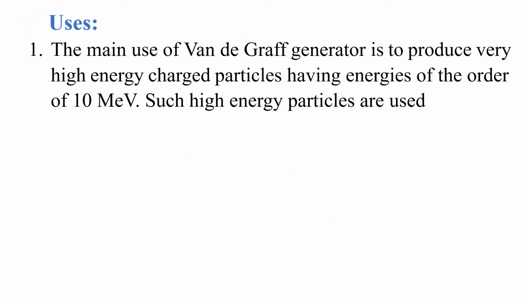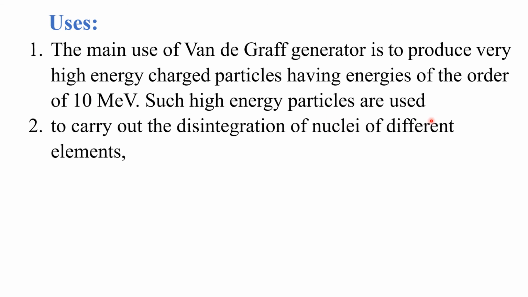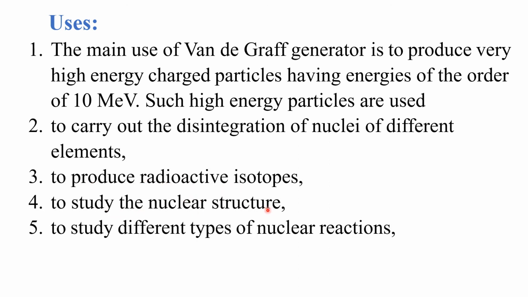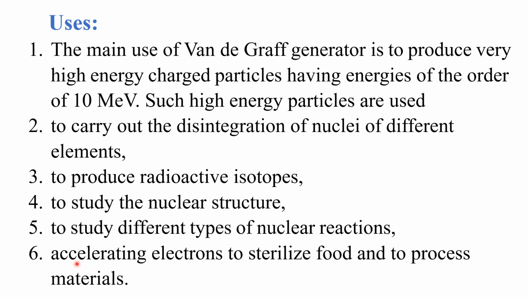Let us see the uses of the Van de Graaff generator. The main use of the Van de Graaff generator is to produce very high energy charged particles having energy of the order of 10 mega electron volts. Such high energy particles are used to carry out disintegration of nuclei of different elements, to produce radioactive isotopes, to study nuclear structure, to study different types of nuclear reactions, and lastly, accelerating electrons to sterilize food and to process material.